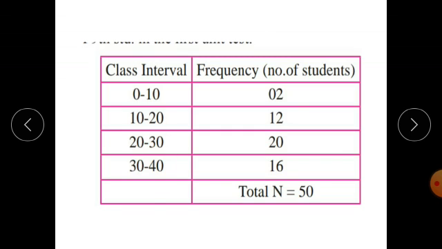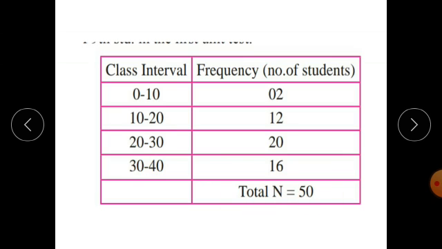So here the first column is for class interval and the second column is for frequency, that is, the number of students. The first class is from 0 to 10, second is 10 to 20, third is 20 to 30 and fourth is 30 to 40. For the class 0 to 10, frequency is 2. For 10 to 20, frequency is 12. For 20 to 30, frequency is 20. And for 30 to 40, frequency is 16. So total frequency is 50.